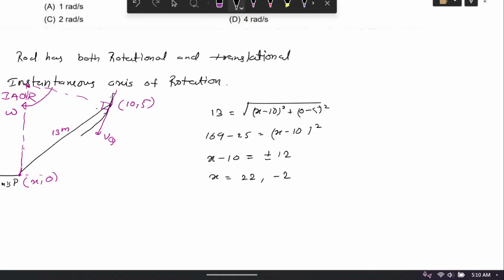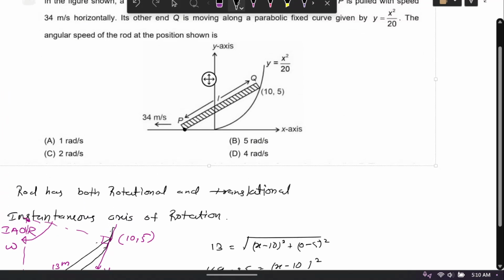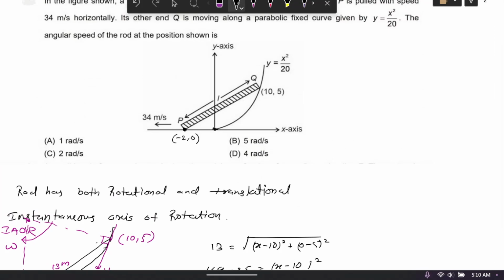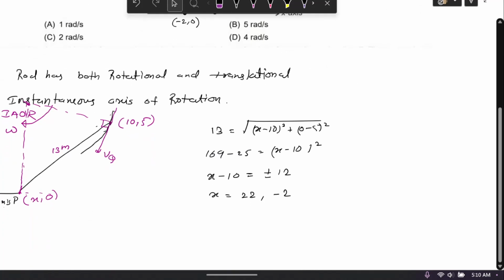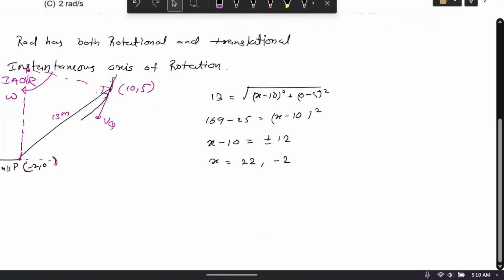But look at the figure here. x equal to 22 would be in the positive x direction, but we need to consider the origin in this figure. You can say that the origin is here. So obviously the point P will be minus 2 comma 0. Obviously, by looking at it we can see. And the normal will be in the perpendicular direction. So the equation of this normal is simply x is equal to minus 2. We need to find the normal at the point Q also.